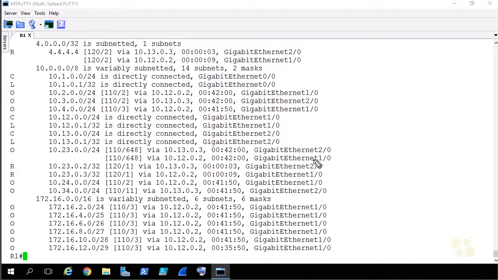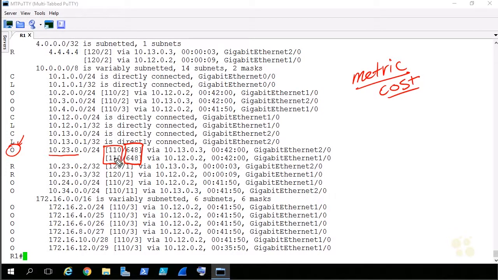And we can hit the space bar a few times to go to the end of the output. And as we progress through these videos, on the far left, we took a look at the routing protocol code. So this route to the 10.23.0 network was learned via OSPF. OSPF, we learned in the previous video, has an administrative distance of 110. And this next field right here, after the administrative distance, after the slash, we're at 648 for this route, that is the metric. Now, metric is a generic term. It's also referred to in OSPF specifically as cost. How much does it cost?